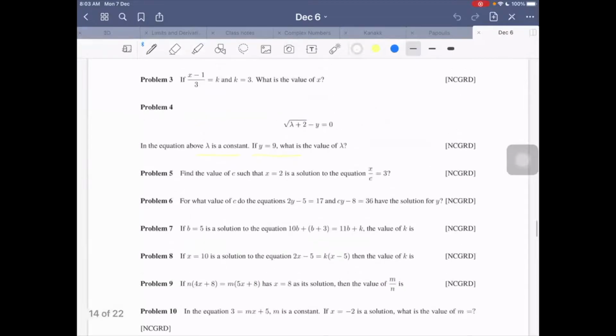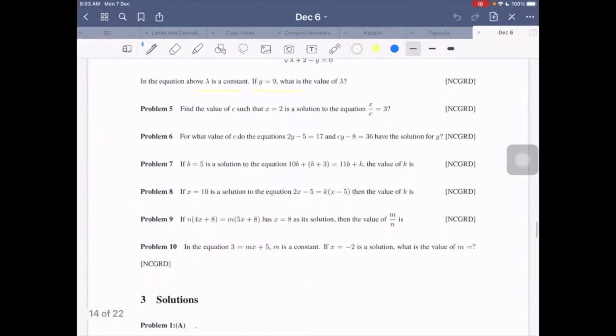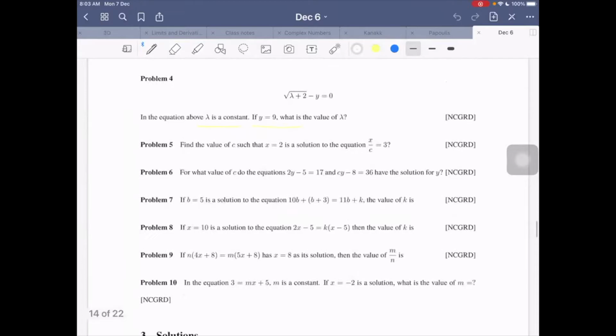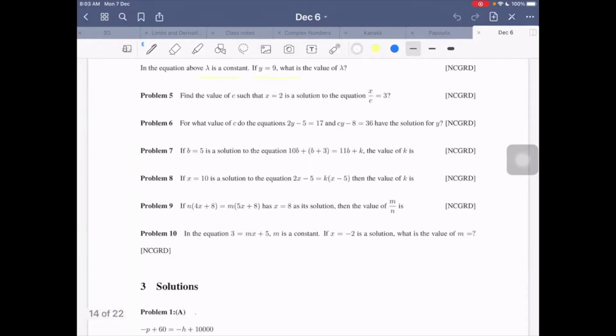So we were on question number 4. We have to do 5 onwards. So let's go to question number 5.